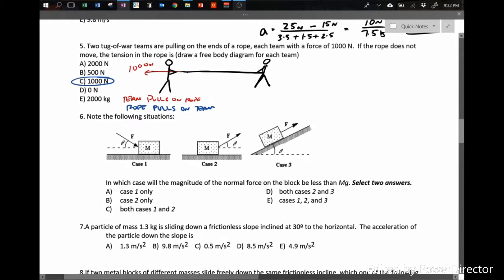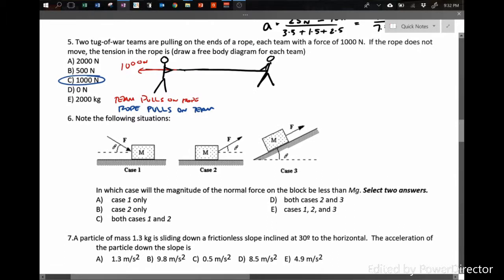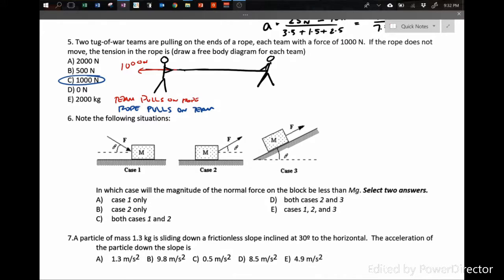All right, number 6. Dealing with inclined planes now. Here we want to know when the magnitude of the normal force is less than mg. And there are going to be two answers to that. We've got angles and we've got an inclined plane that we're going to deal with here. So every time we have an angle, and this is worth writing down, what we need to do is break up the forces into things that are in the direction of acceleration.